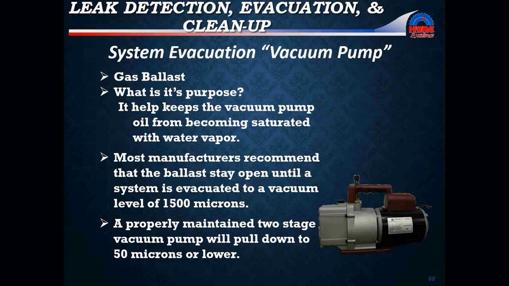The vacuum pump not only uses the oil for lubrication, it is used to seal the moving vanes of the pump. Contaminated oil will greatly reduce the efficiency of the vacuum pump. The oil should be replaced each time after the pump is used to evacuate a system. And a 2-stage pump has 2 pumps in series, which allows the pump to pull to a lower level.